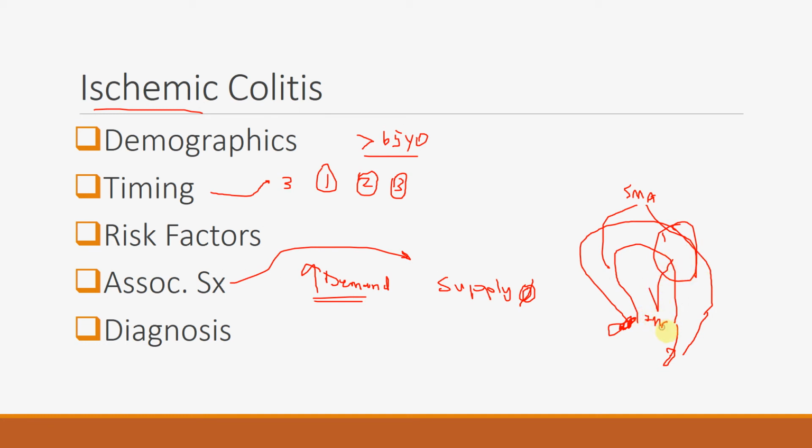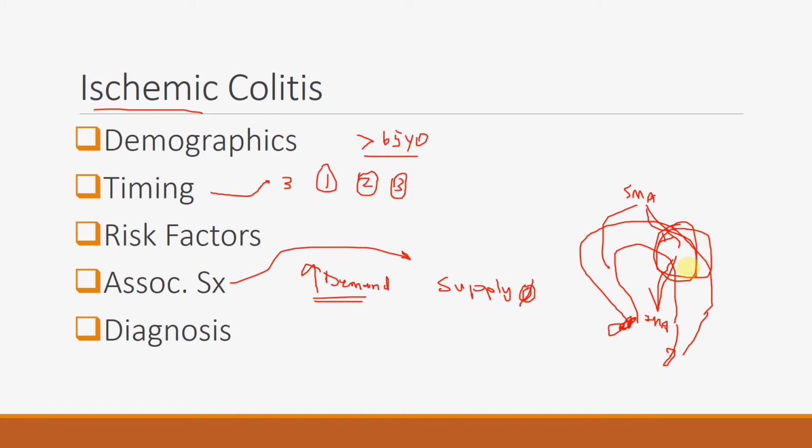Oh, geez, excuse this poor picture. Oh, I gotta get a pen. So IMA is right here. Okay, SMA feeds part of this area of the colon. This right here is called the splenic flexure. It's called a watershed area where the blood supply is tenuous, and it's also shared between two other arteries. Okay, so it's not too hard to imagine that this watershed area is likely to be poorly perfused.